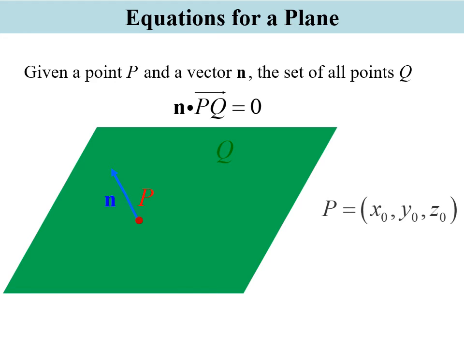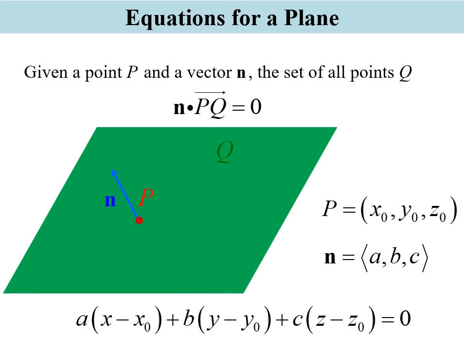Now we're going to give them a name. We're going to call the point P x naught, y naught, z naught, and the vector N A, B, and C. And notice the equation of the plane comes from the components of the vector A, B, C times x minus the x coordinate of the point, y minus the y coordinate of the point, and z minus the z coordinate of the point. Well, this is where the equation of the plane comes from.